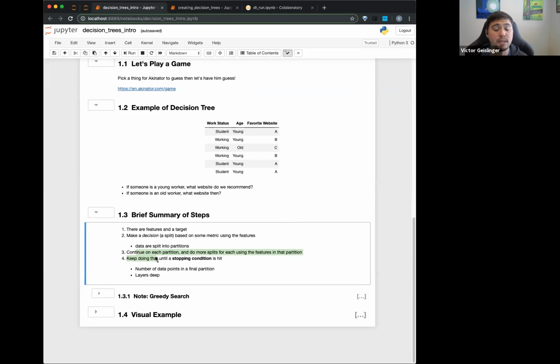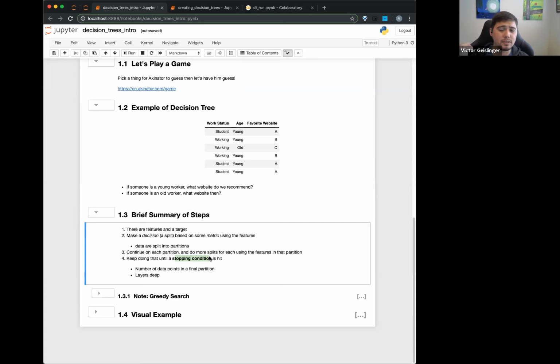And we keep doing this until we hit something called a stopping condition. Essentially, our stopping condition is if we have so many data points in a partition. So imagine if we started off with 100 people and we split it further and further down. Once we get a group of 5 people in a partition, that's good enough. Or you say, okay, we're only going to split it 5 layers deep. We split it only 5 times.